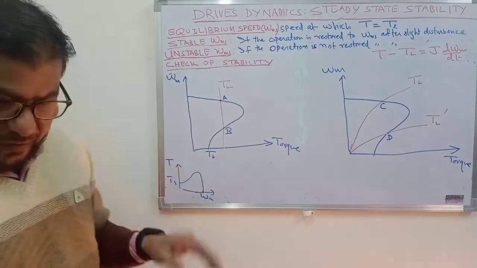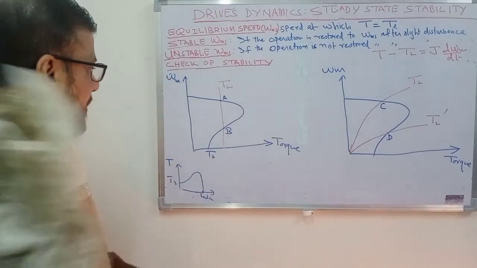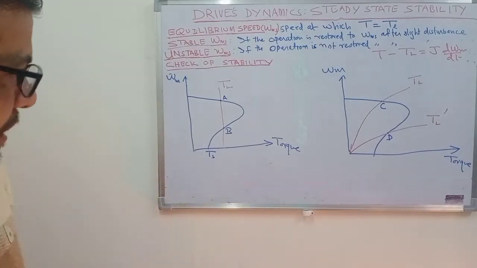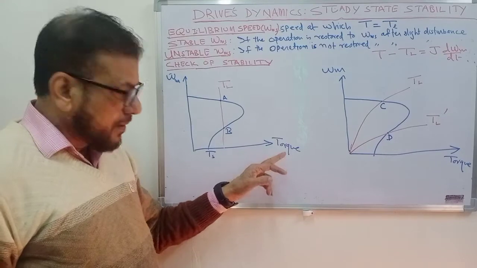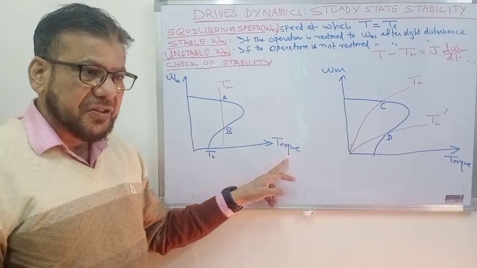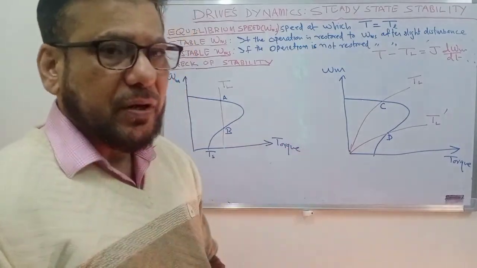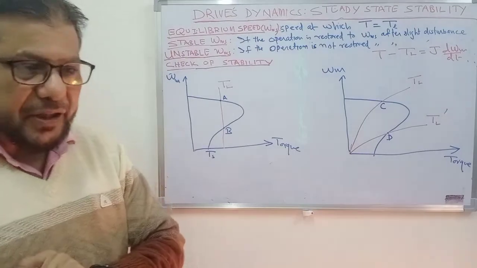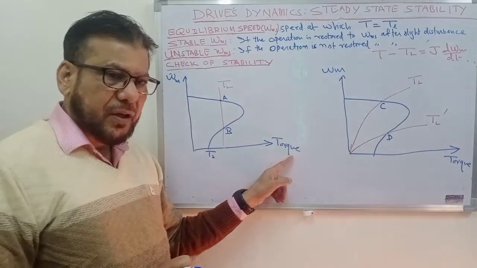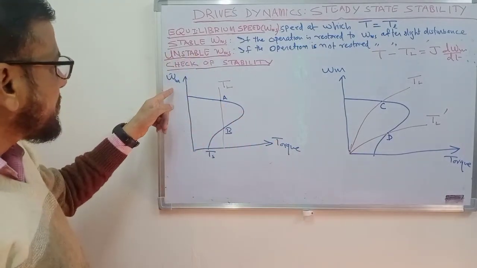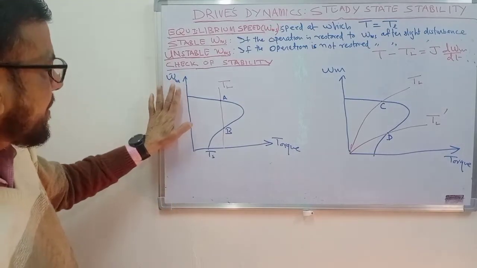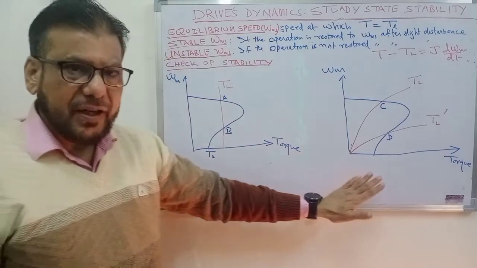But here in the case of drives, we always take speed on the y-axis and torque on the x-axis, because actually speed depends on torque. This torque, that is the motor torque, depends on the load torque. In the steady state operation, motor torque has to become load torque. So load torque is the independent variable. Torque has to follow the load torque, and depending on the torque, the motor will have a certain speed. So speed should always be a dependent variable. It depends on the torque. So we always take speed on the y-axis and torque on the x-axis.